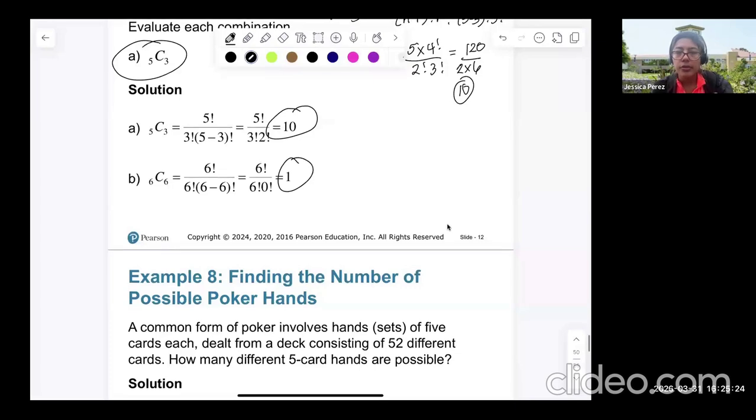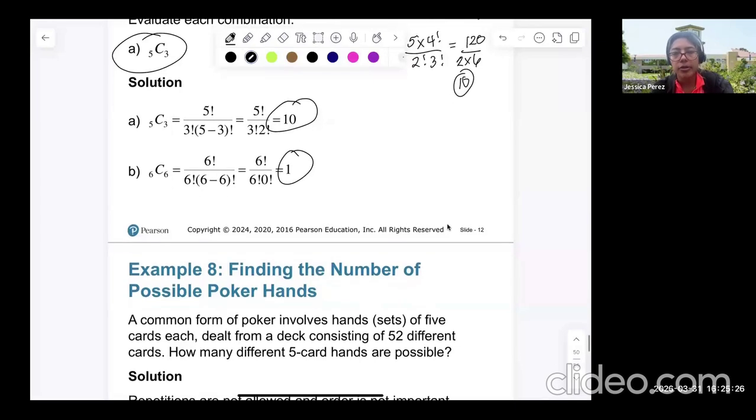Now, the next thing I want to do is a few examples on how to find the number of possible poker hands. So let's look at the question. A common form of poker involves a set of 5 cards, dealt from 52 different cards. How many 5-card hands are possible? So they're already saying that the total number of cards is 52, and your selection is 5 because you're selecting 5 cards from the deck.